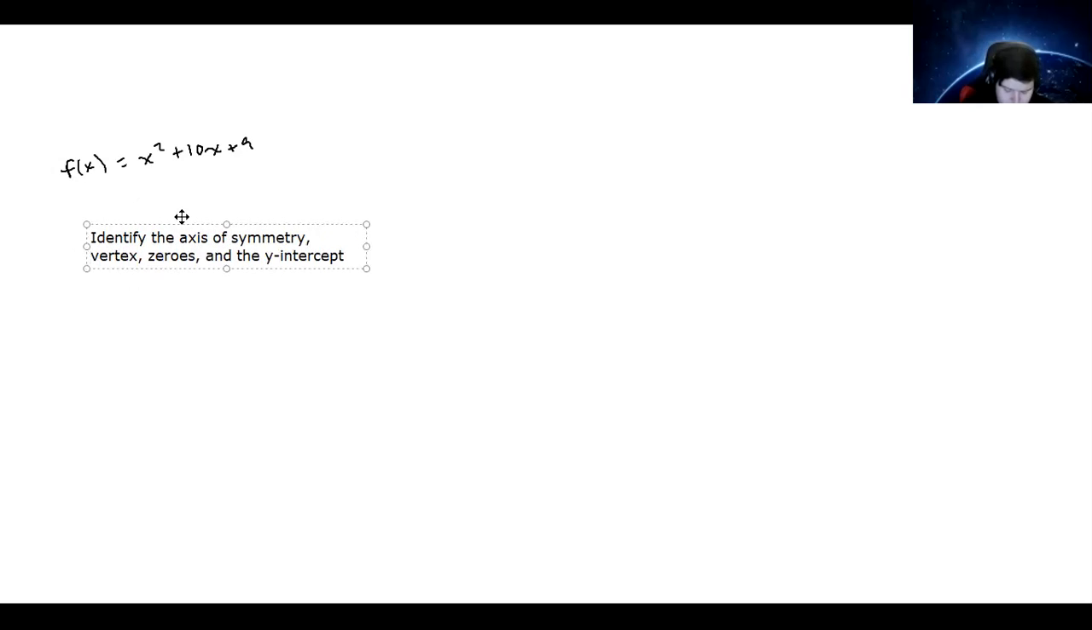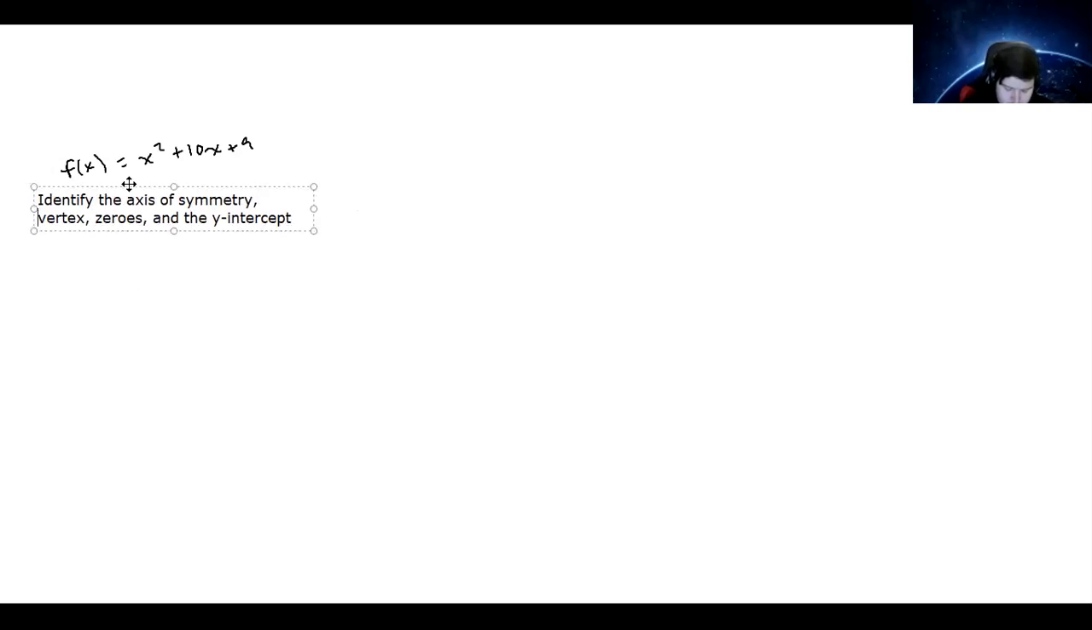So if you're asked to find all this information, because this is in standard form, from the previous slide we know that the axis of symmetry is going to be x equals negative b over 2a. So carefully plugging in those values, negative b, so negative 10 over 2 times 1, gives me a value of negative 5. Okay, so that's our axis of symmetry.